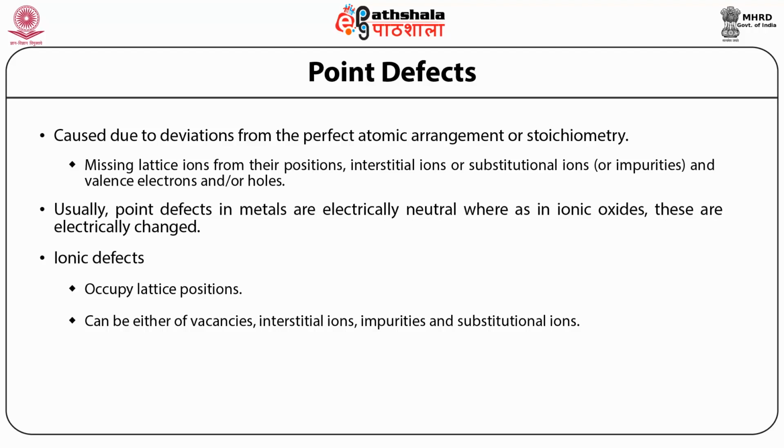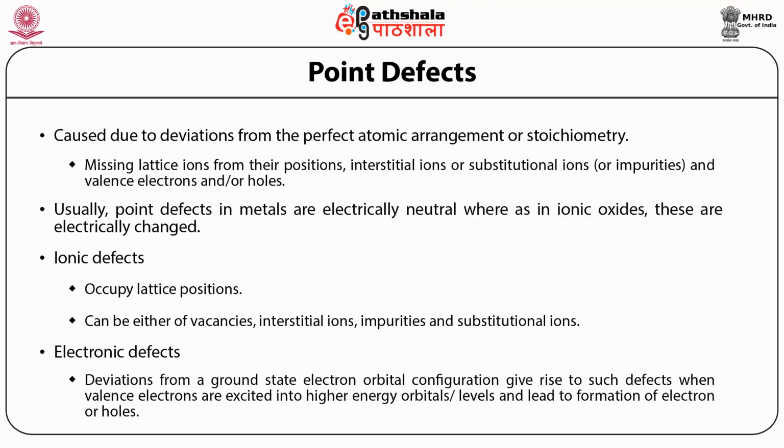Electronic defects are deviations from a ground state electron orbital configuration, which give rise to defects when valence electrons are excited into higher energy orbitals or levels. This leads to the formation of electrons or holes. The electronic defects are present in most oxides and are easily understood. Hence, most examples in this module are of oxides.